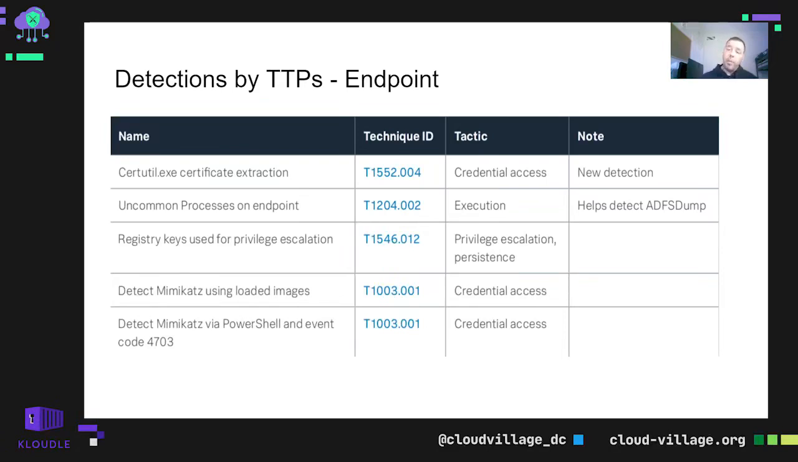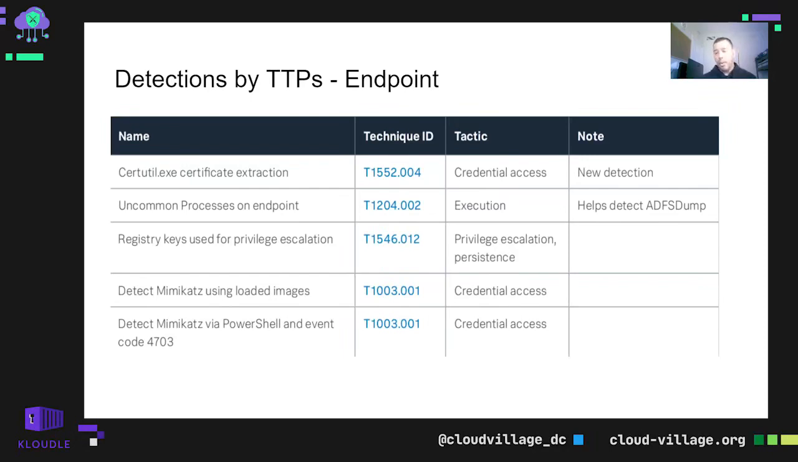On common processes on an endpoint, you may see the presence of the execution of tools such as ADFS dump, for example. Registry keys used for privilege escalation and persistence. This is T1546.012. Then we have things such as Mimikatz, which we can detect pretty well. This is credential access, T1003.001. This is obviously MITRE TTPs.